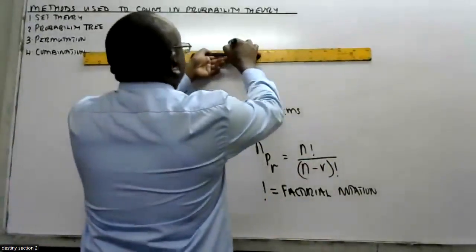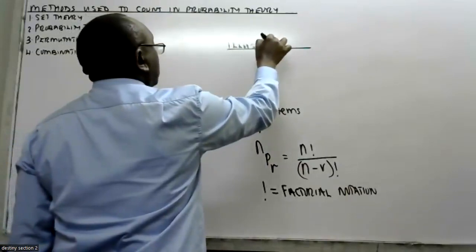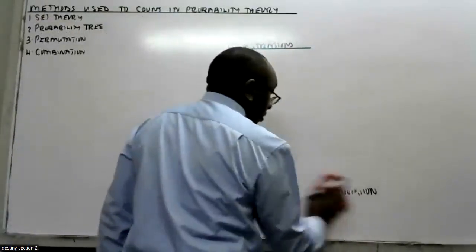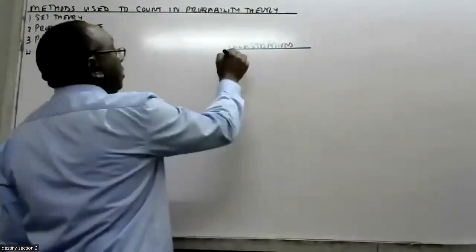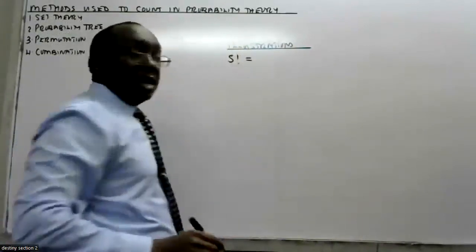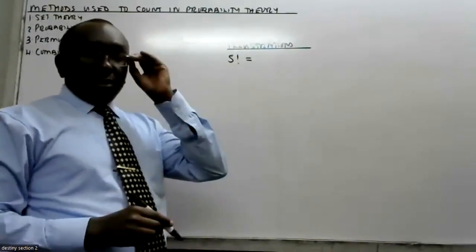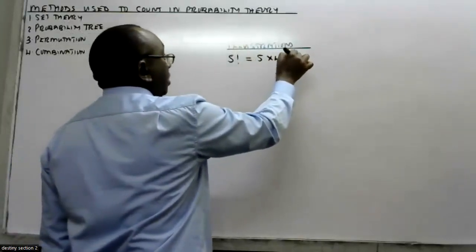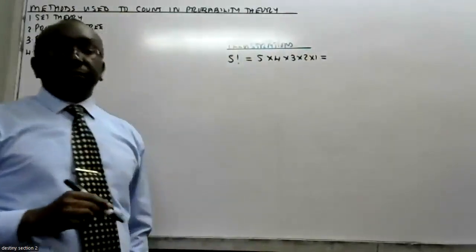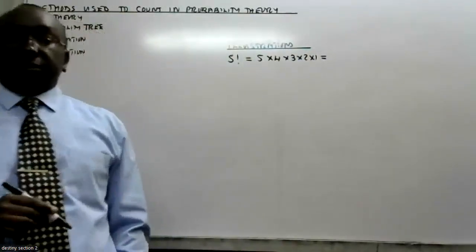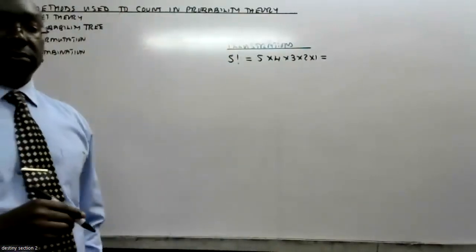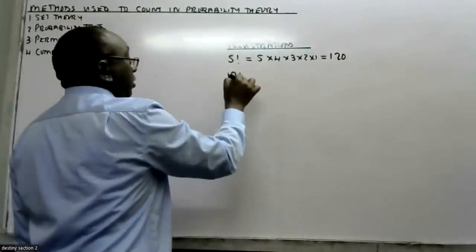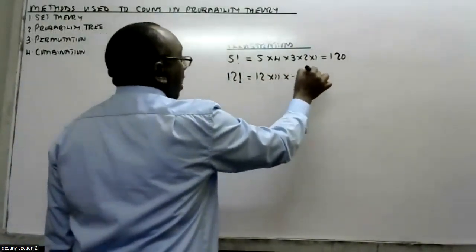So you can write illustrations. For example, if you are told to get 5 factorial, maybe this one we can write manually. If you are doing it manually, it means multiplication of natural descending numbers. So it's done like this: 5 times 4 times 3 times 2 times 1. So do that and give me the answer. 120. Similarly, if I told you to give me 12 factorial, it will be 12 times 11 times all the others times 1.